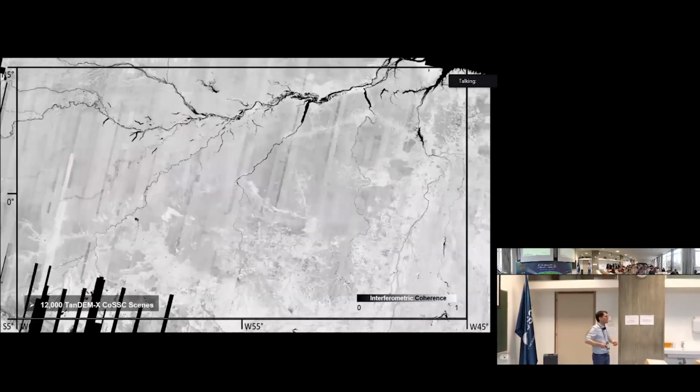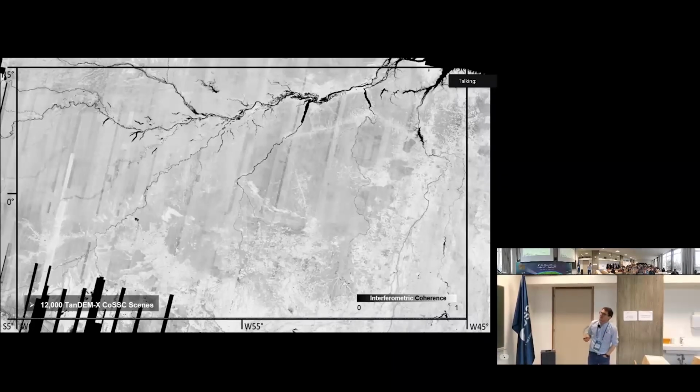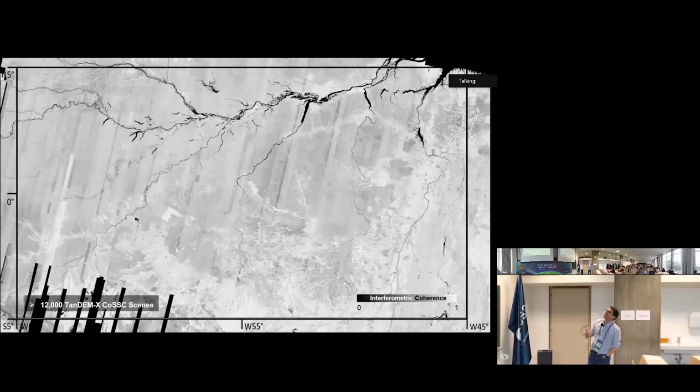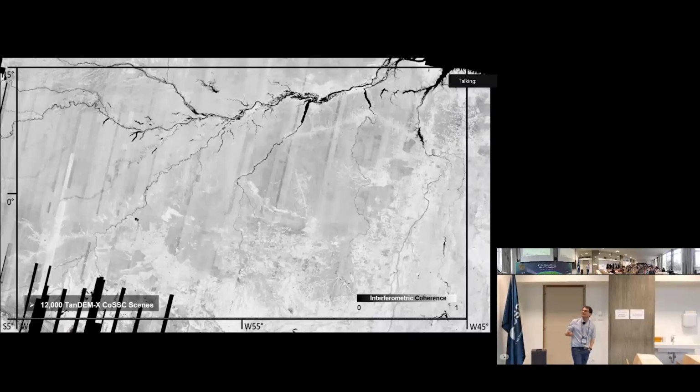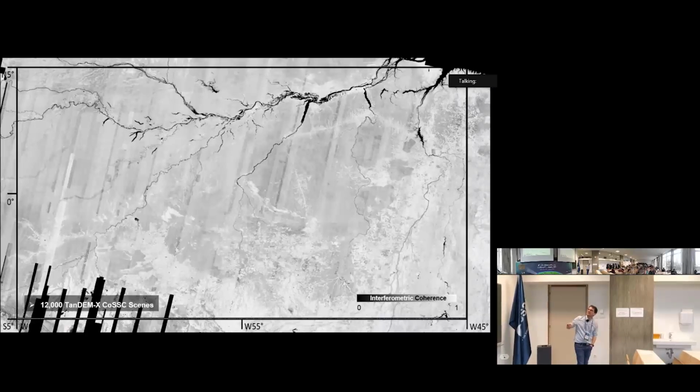Now more and more large scale: the Amazon. So now here, it's around how many degrees? This is many degrees in longitude, many degrees in latitude. And you see this is a composition of more than 12,000 TanDEM-X scenes. This is the coherence. You see you have very high coherence, but there are areas where the coherence is higher and areas where it is lower.